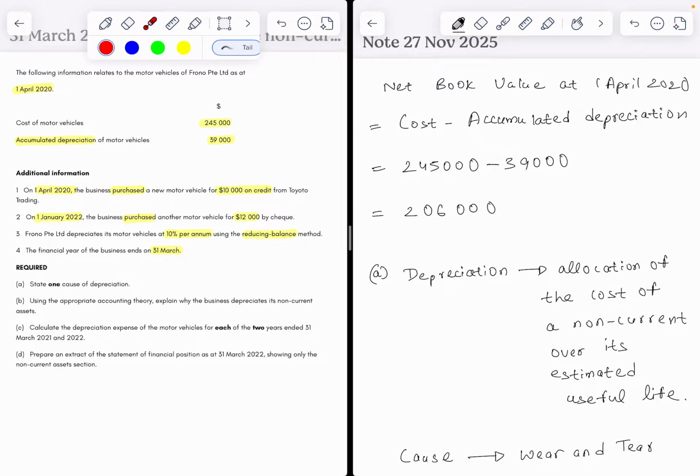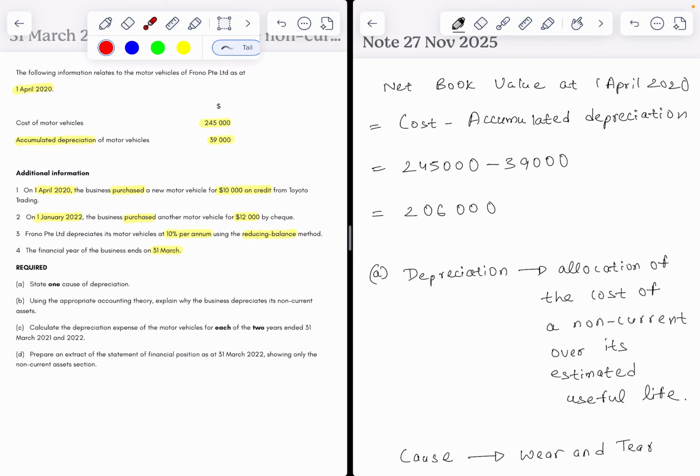The following information relates to the motor vehicles of Frono Pte Limited as at 1 April 2020. So on the 1st of April 2020, we are given the cost of motor vehicles to be $245,000, and then we are also given the accumulated depreciation of motor vehicles to be $39,000.